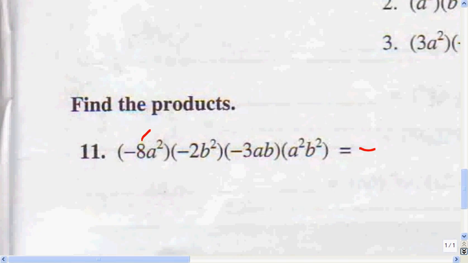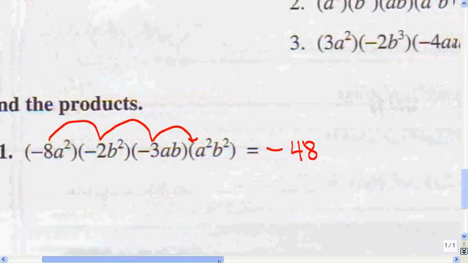Now we're going to go to the numbers. We're going to multiply numbers together. 8 times 2, whatever that is times 3, and then whatever that is times 1. So what's 8 times 2? 16. 16 times 3 is 48. And then 48 times 1 is 48. So I just wrote 48. Okay. So we did our sign. Then we did our numbers. Now we're going to do our variables.